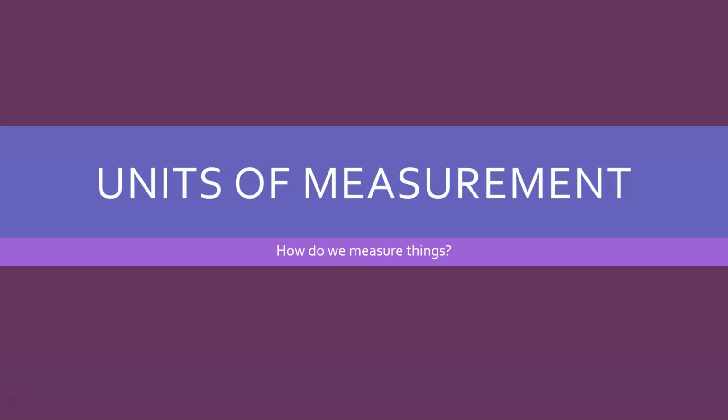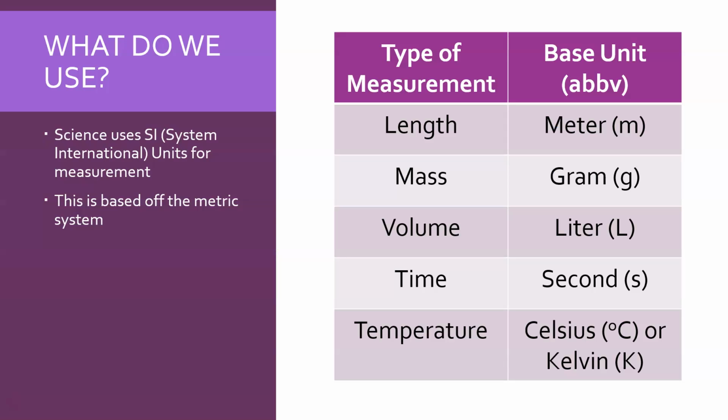A skill you need to have to be successful in chemistry is the ability to measure things. So how do we measure things? What do we use? Science uses the SI units, which stands for System International Units, for measurement. This is all based off of the metric system. We recognize 5 types of measurement: length, mass, volume, time, and temperature. And each of those has a metric unit that we use to measure it.